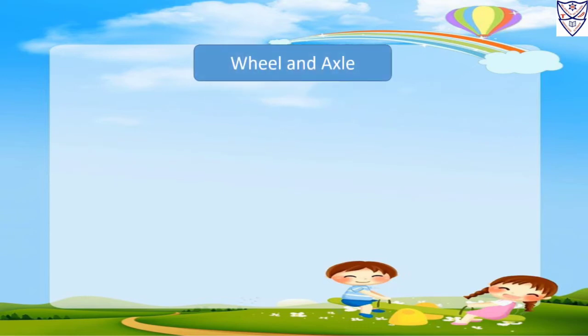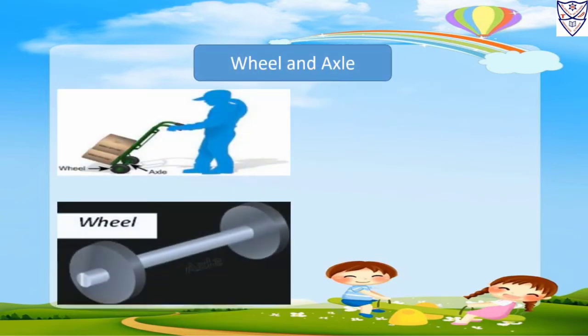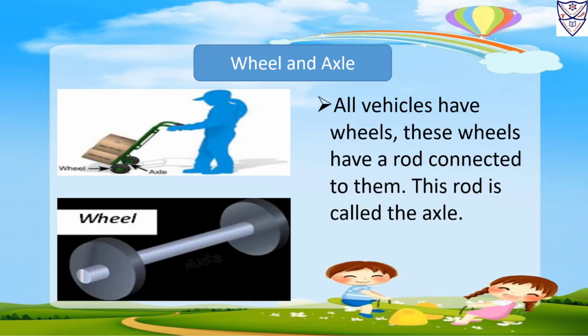Wheel and axle. All vehicles have wheels. These wheels have a rod connected to them. The axle moves the wheel, so a heavy object can move easily.